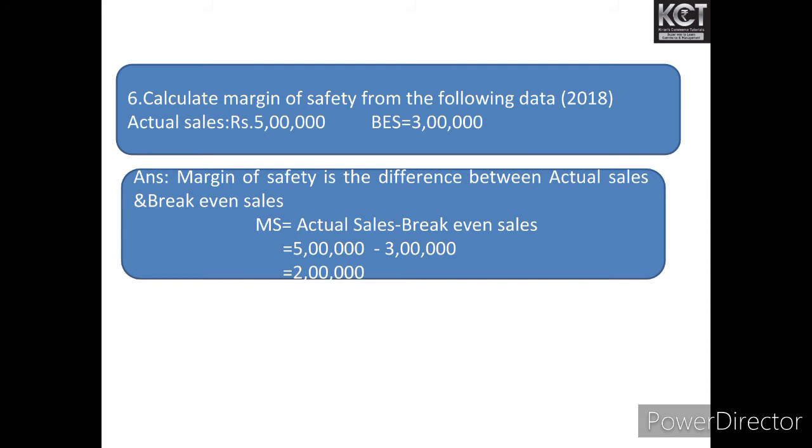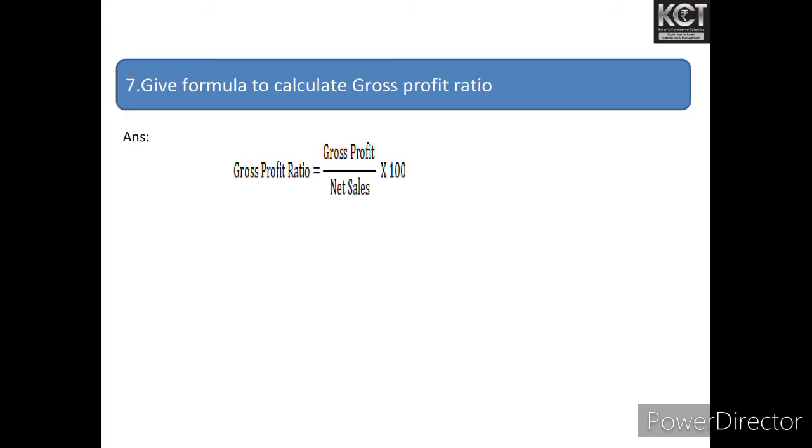Actual sales is 5 lakh. In that you are going to deduct 3 lakh rupees as a break-even sales. Finally, we will be getting margin of safety equal to 2 lakhs rupees. Seventh one, give formula to calculate gross profit ratio. So it is a very simple one. Gross profit ratio equal to gross profit divided by net sales multiplied by 100.